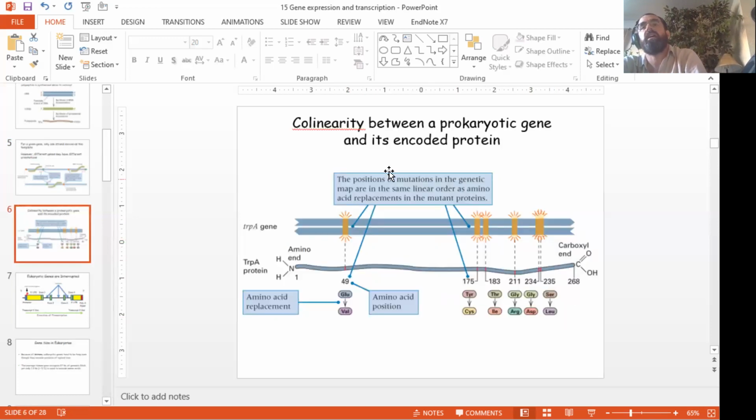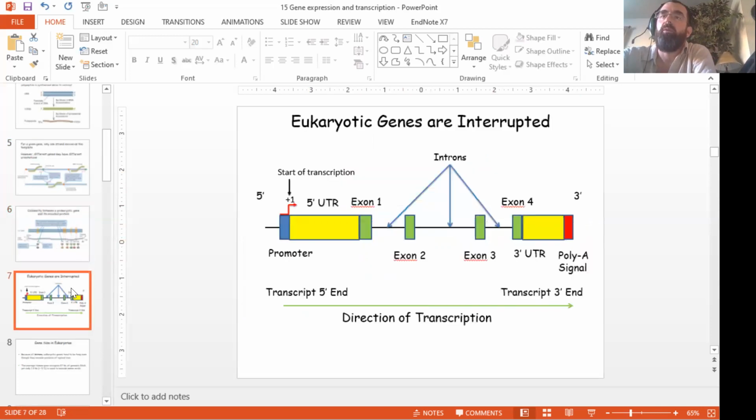Instead of having a simple open reading frame, which begins here and ends here, eukaryotic genes have gaps in them. These gaps are called introns, and only the exons, the green bits here, here, here, and here, encode protein. All the rest is a promoter, which controls the expression of that gene. Prokaryotic genes also have promoters, they're just a little bit different.